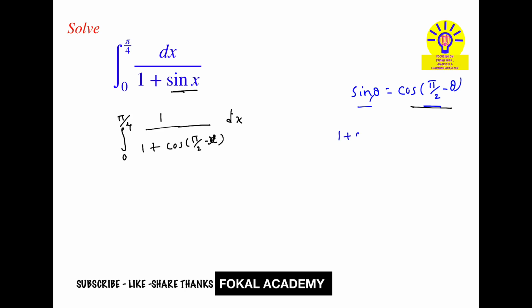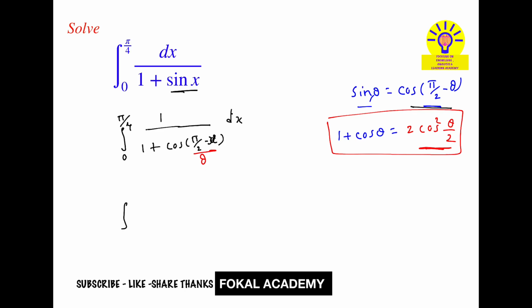So 1 plus cos theta can be written as 2 into cos square theta by 2. So let us assume that this is theta. Now substitute, it becomes like this. So that is the integral of 0 to pi by 4, 1 by, this is nothing but 1 plus cos theta, completely replaced with 2 into cos square theta by 2. So theta is pi by 2 minus x by 2 dx.